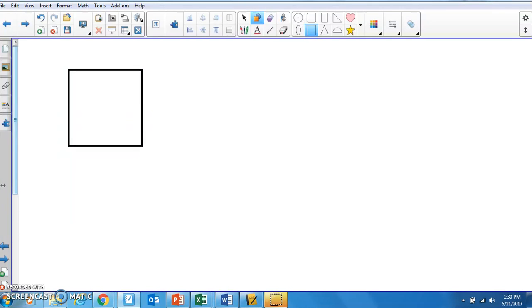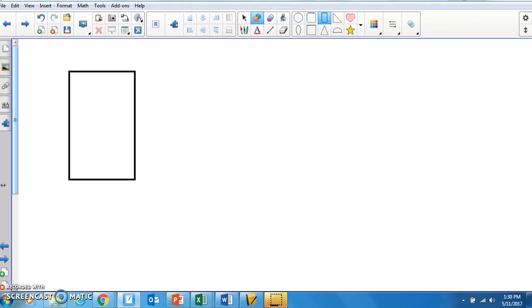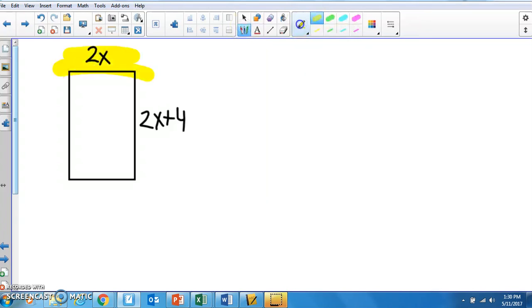All right, so let's say we have this square here. And actually, let me say this is a rectangle instead. So let me change that. Let me make it that way. And let's label that 2x, and let's label that 2x plus 4. So if you'll go ahead and copy this down so that this will be in your set of notes, y'all can draw this easy rectangle.